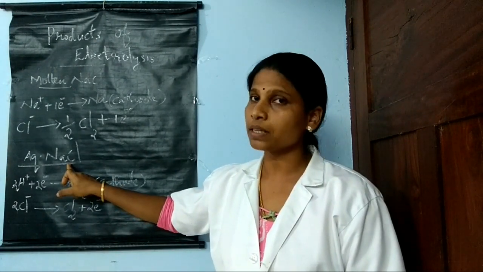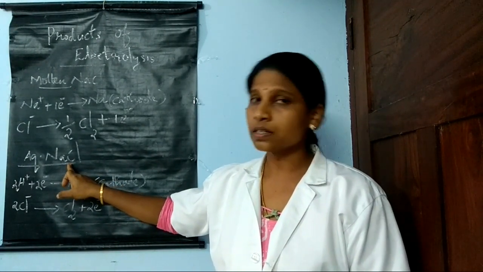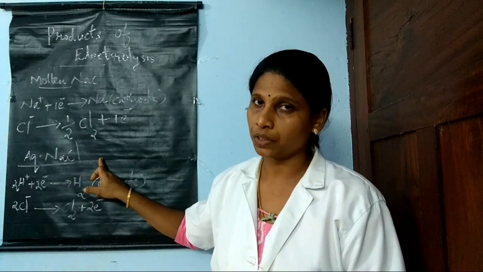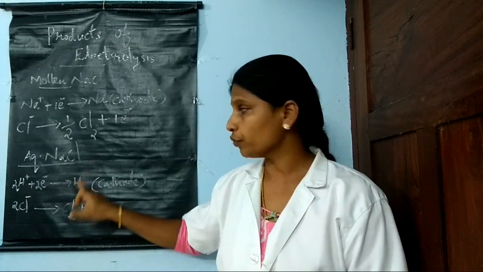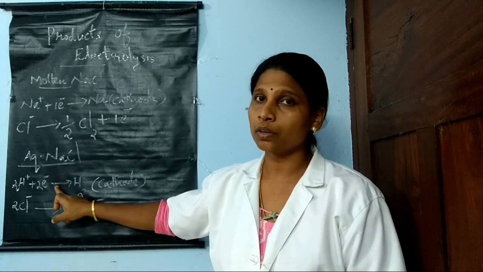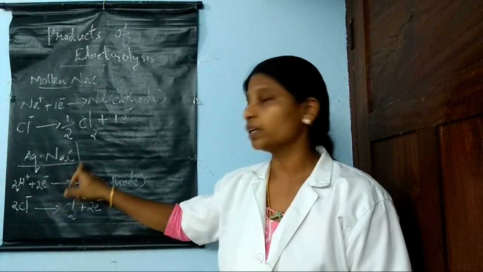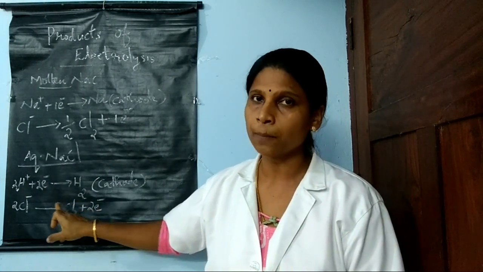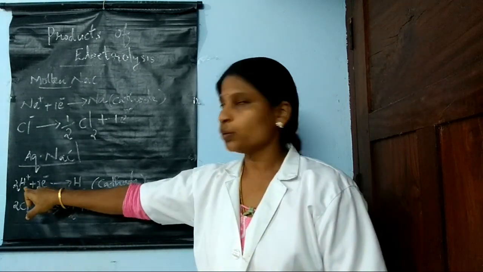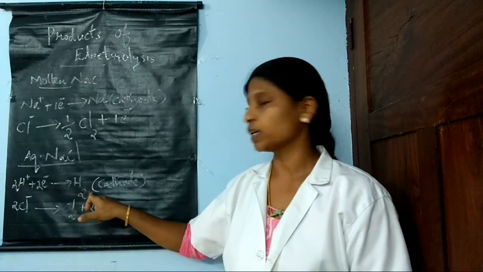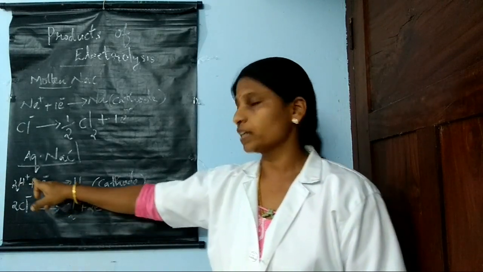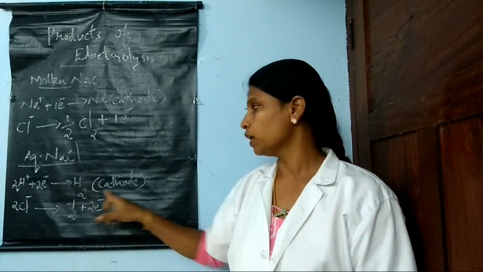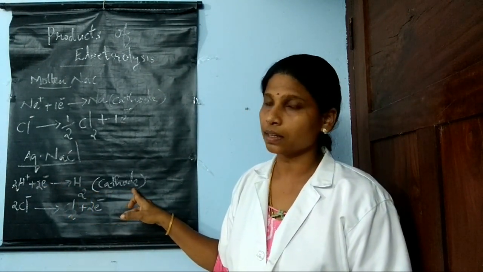Here Na+ ions and H+ ions, both can undergo reduction, but the reduction of H+ ion is more favorable, energetically favorable, than the reduction of Na+ ion. That's why I told you survival of the fittest. Therefore, 2H+ + 2e- gives H2. That means H+ ions undergo reduction and hydrogen gas is formed and liberated at the cathode.